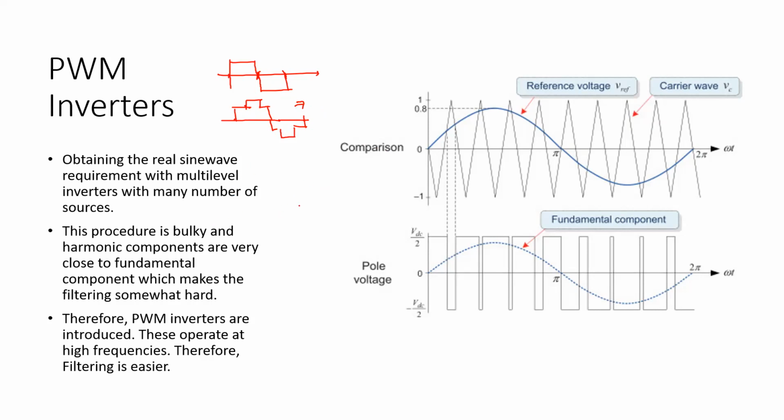But when it comes to PWM, we switch at very high frequencies. What you do is you need to create a sine wave, right? So you need to create a sine wave. So you divide this area into very small sections, and you apply PWM in each section.